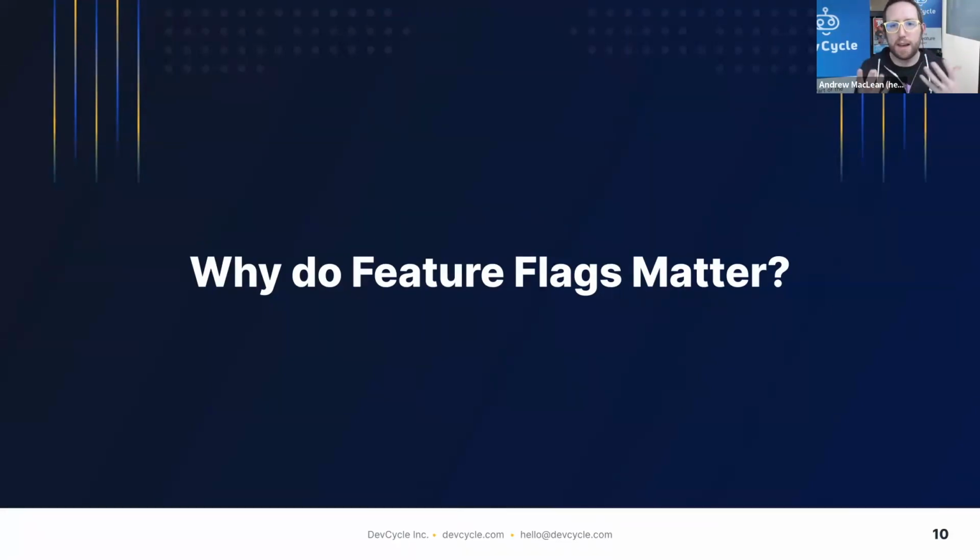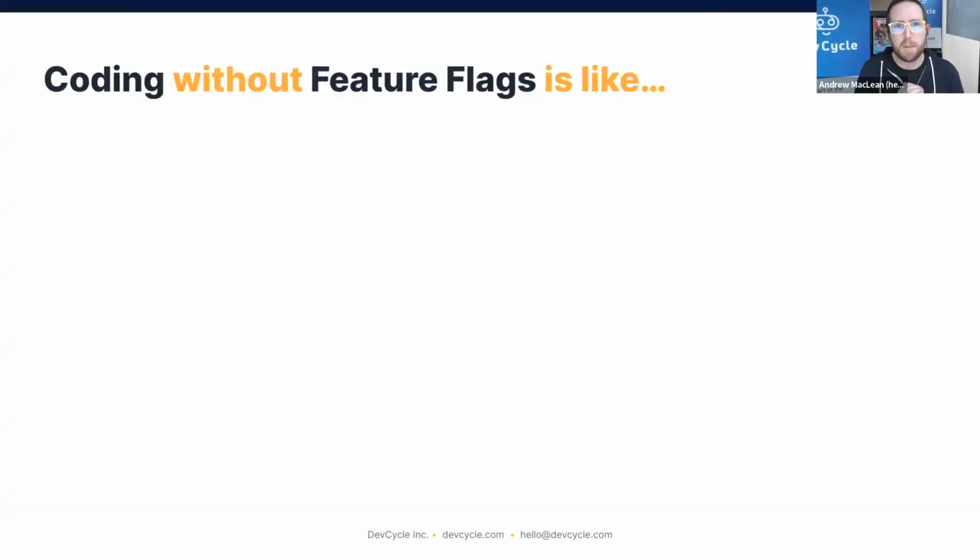At a core level, a lot of us have probably been developing with feature flags for a really long time, and we haven't felt like we were missing something. So why do feature flags actually matter? To explain this, I want to take it from the perspective of what it's like coding without feature flags. You may not have realized this, but when you start to code with feature flags, you understand that so much of this is true.